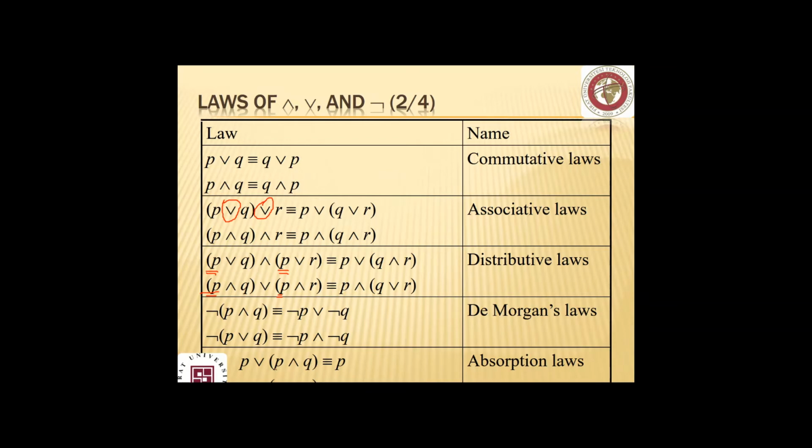So in that case, what we are getting back is P by itself. We absorb this process. That's why we refer to it as absorption. P and (P or Q) is also P. We absorb the process here, or this part of the operation.